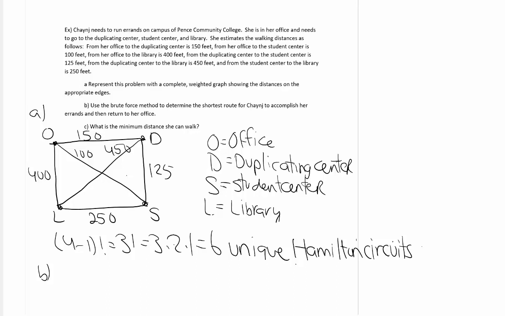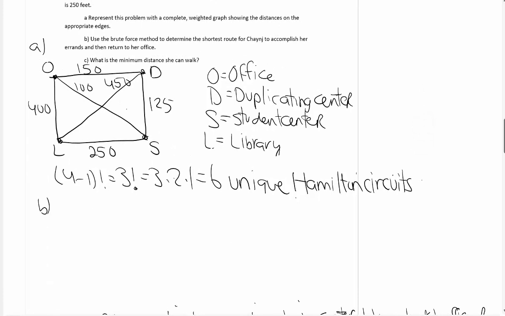Okay, so I've drawn a picture for this. The O represents the office, the D represents the duplicating center, the S represents the student center, and L represents the library. So I drew it as a rectangle to make it easier, and I've put all the distances in the graph. We also know, because again, there's 4 vertices, similar to the last example, it's going to be 4 minus 1 factorial, that's 3 factorial, and that's 3 times 2 times 1, that's 6 unique Hamilton circuits. So now we need to be able to write out each of these 6, so I'm going to do that now.